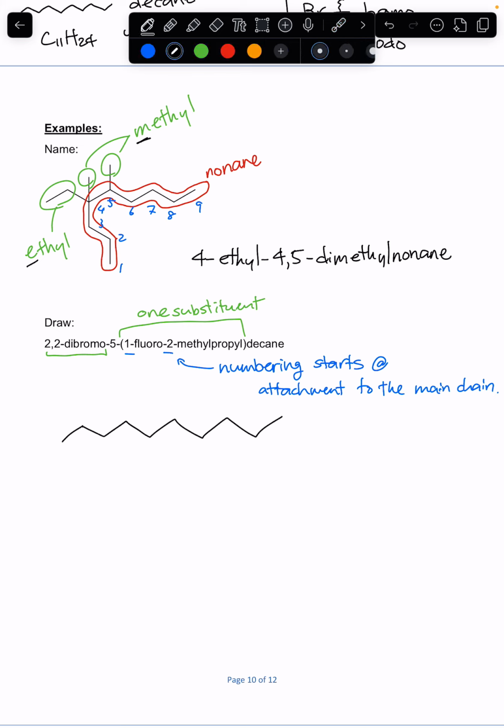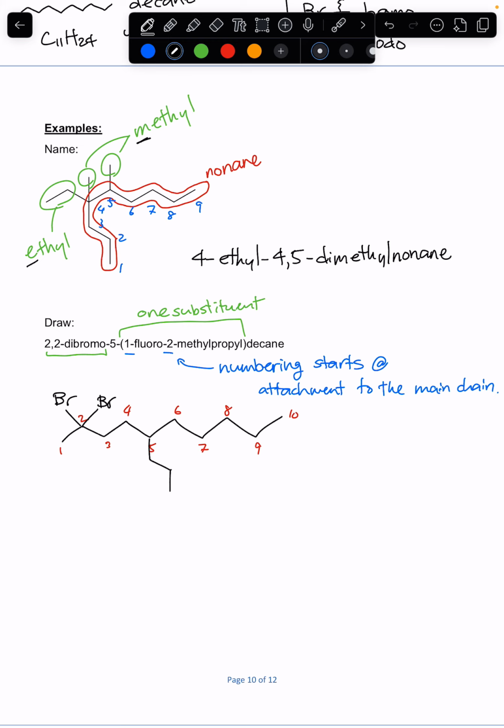So the first part, 2,2-dibromo, is relatively easy, but let's number these carbons first, perhaps. 1, 2, 3, 4, 5, 6, 7, 8, 9, 10. 2,2-dibromo just means there's a bromo group on the second carbon, and a second bromine on that second carbon. And then the complex propyl substituent is on carbon number 5, right? So we have the propyl group coming off of it, 1, 2, 3.